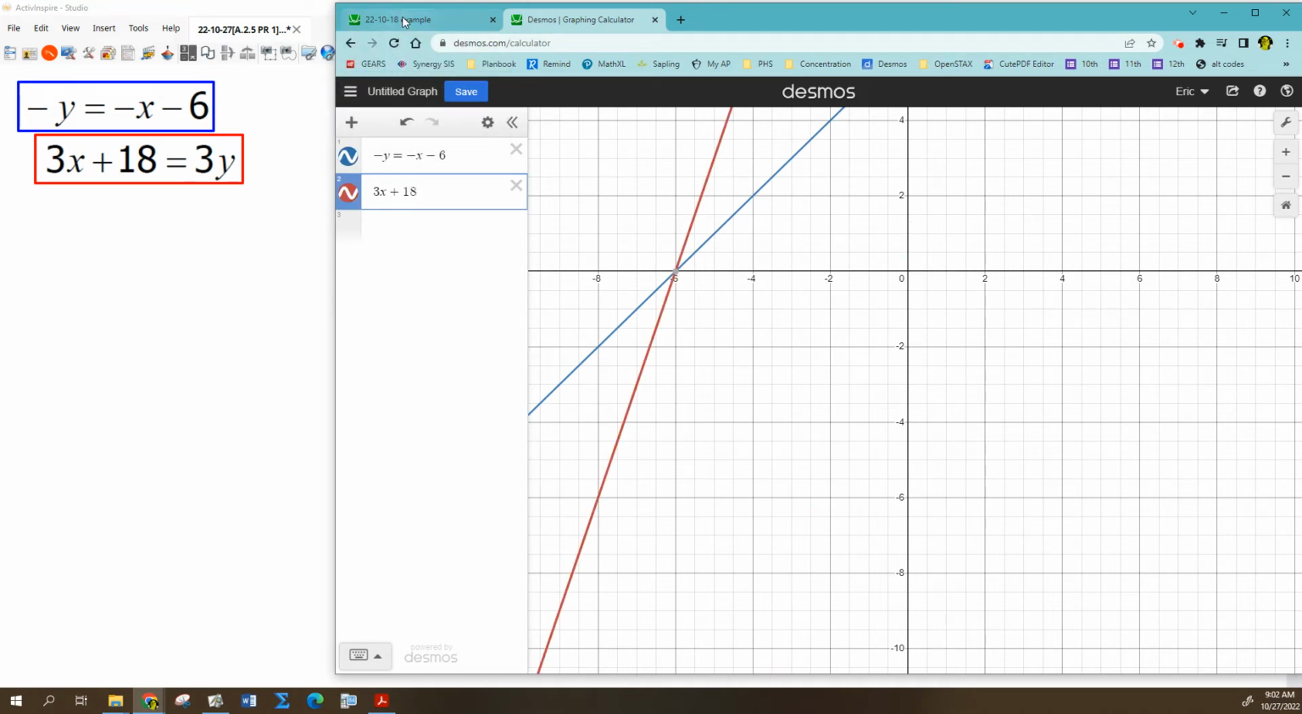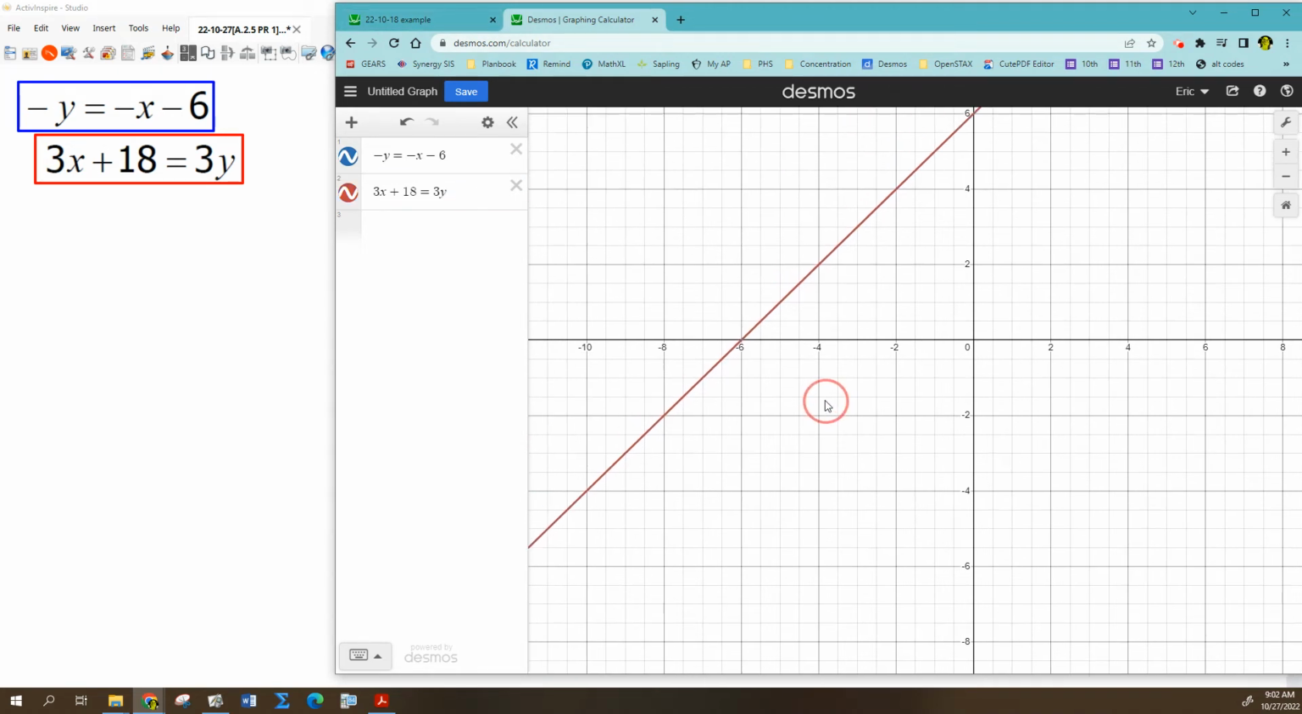Got it. What'd you find? Oh, okay, so they're the same line, aren't they? Right? They sure appear to be. Well, how could I tell? If I turn the red line off, the blue line is right behind it. Turn the blue line off, I get the red line, right?